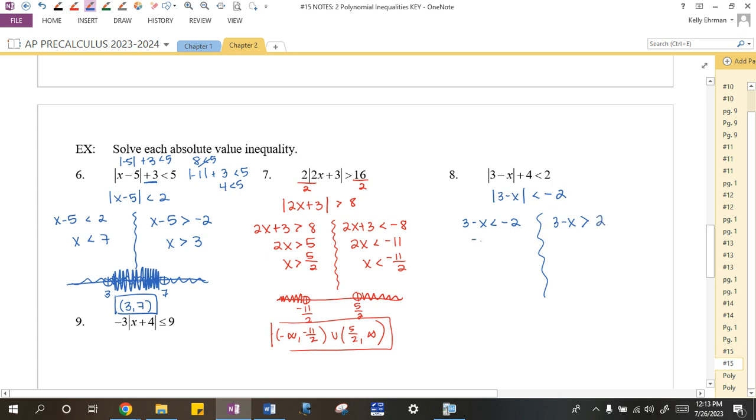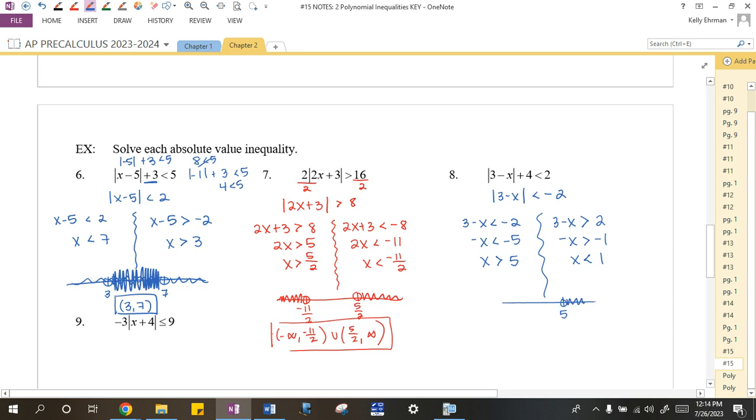Solve each part, subtract 3. Divide by negative 1, so that's going to flip this to x is greater than positive 5. On the other side, subtract 3. Again, divide by negative 1. That's going to make this x is now less than positive 1. Put those on a number line.